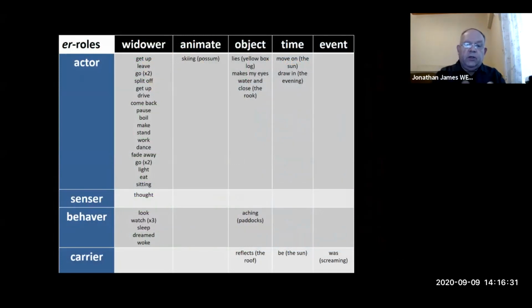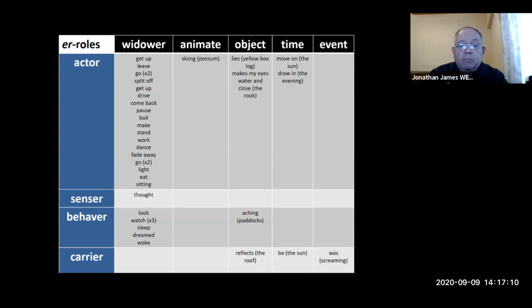And she puts it in this sort of table and looks at it. From this standpoint, if I take a look at the ER role here, I have various participants mentioned in the poem. I have the widower, obviously. There is one animate being, the possum, which is mentioned at the end. There are some objects mentioned: the yellow box log, the paddocks, the roof.